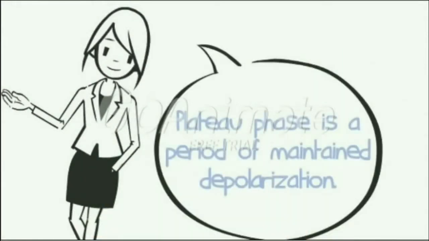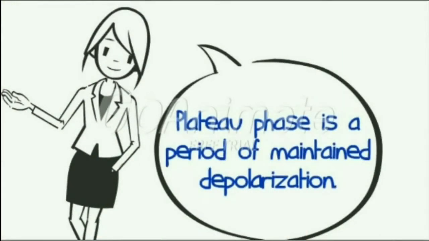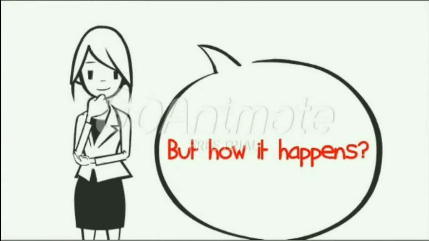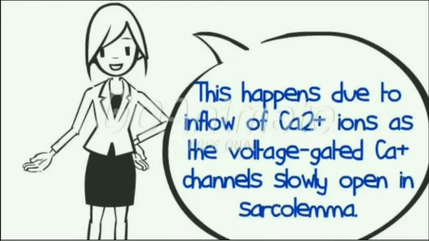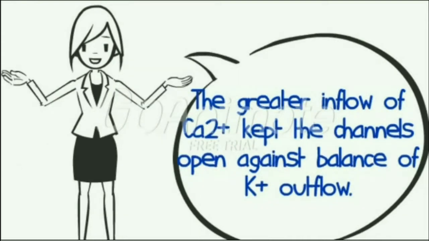Plateau phase is a period of maintained depolarization, but how does it happen? This happens due to inflow of calcium ions as the voltage-gated calcium ion channels slowly open in the sarcolemma. The greater inflow of calcium ions keeps the channels open against the balance of potassium ion outflow.